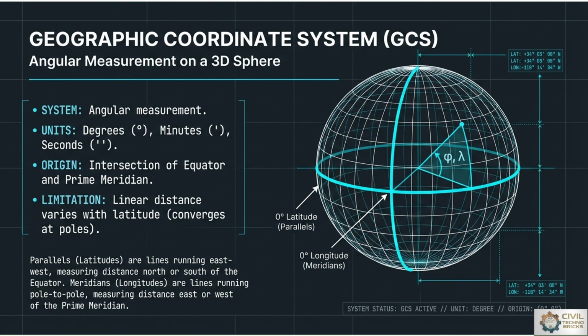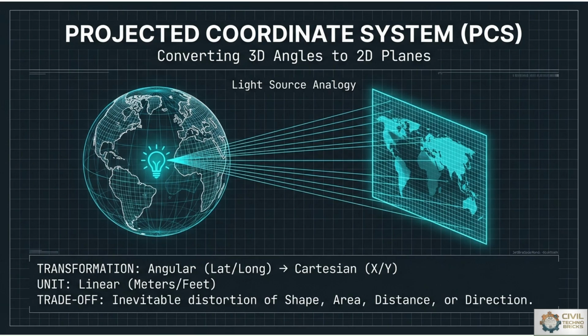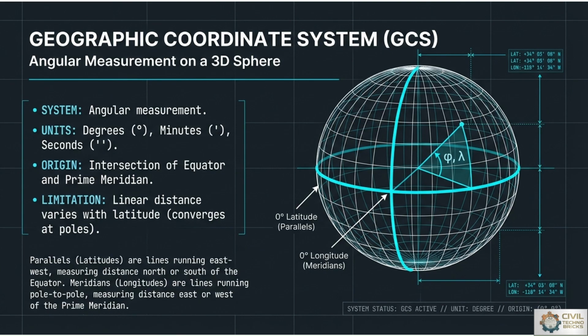First is a geographic coordinate system, angular measurement on a 3D sphere. So, it is vital to distinguish between geographic coordinate system and projected coordinate system. The geographic coordinate system is the angular measurement on a 3D sphere, and the projected coordinate system is converting 3D angles to 2D planes. The light source analogy is used in the projected coordinate system, but in the geographic coordinate system there is an angular measurement.